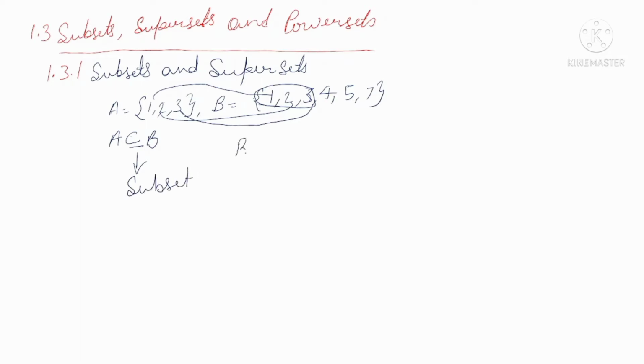Or in other way we can also write, if A is a subset of B, then we can say also that B is a superset of A. Okay, and superset is denoted by this symbol. So this is the symbol for superset.